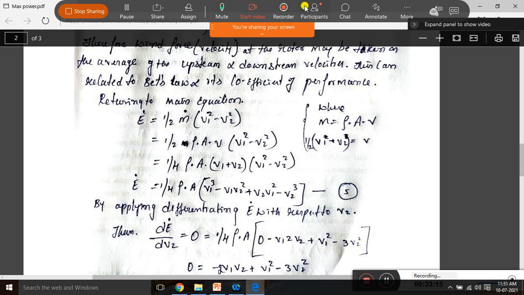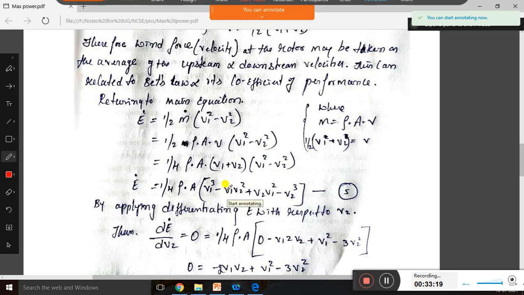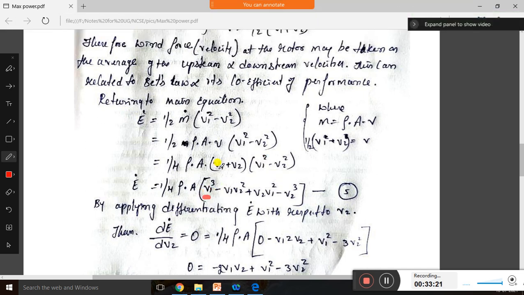If you expand this, v1 square into v1 gives v1 cube, then minus v1 into v2 square, and here v2 into v1 square, and minus into plus, minus v2 and v2 square, it is v2 cube. Okay, so this we can call equation 3.